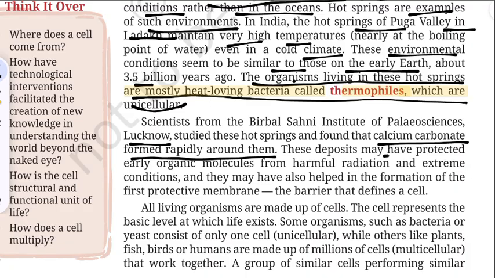These deposits may have protected early organic molecules from harmful radiation and extreme conditions, and they may have also helped in the formation of the first protective membranes, the barrier that defines the cell.